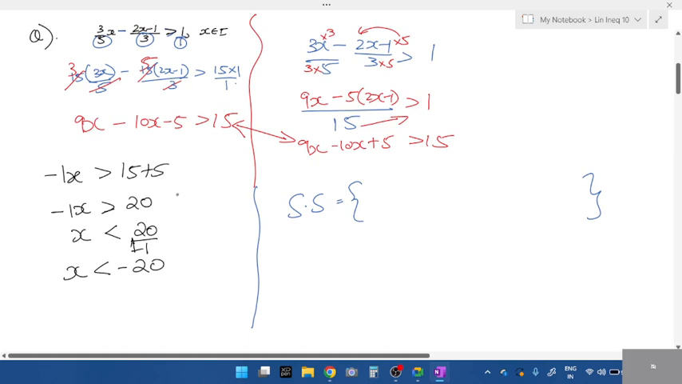Is this clear? All of you understood how to solve? Response, students. Minus 20. So what do you mean by less than symbol? Which side is the arrow facing? Left hand side or right hand side? Left hand side. Should I consider minus 20 or should I start from minus 19? It should be from minus 19.